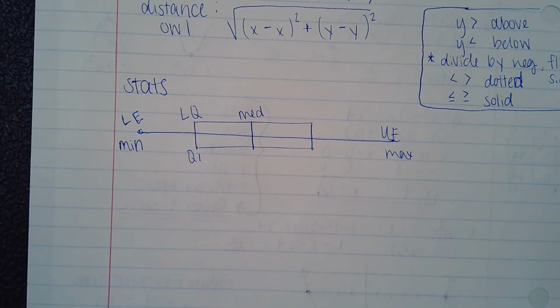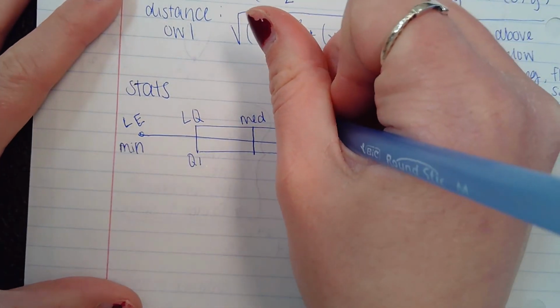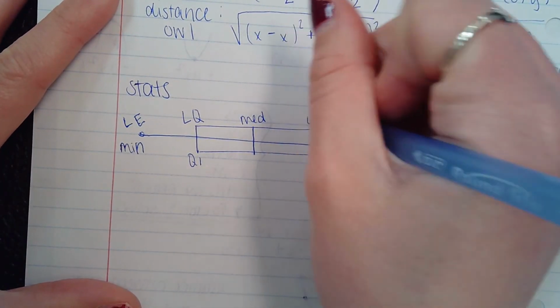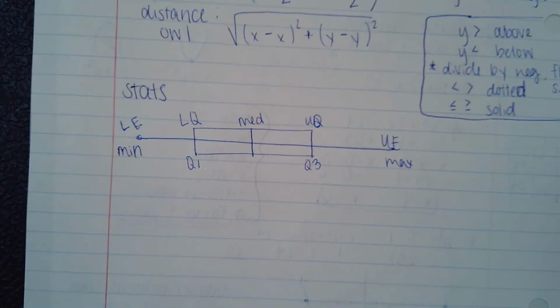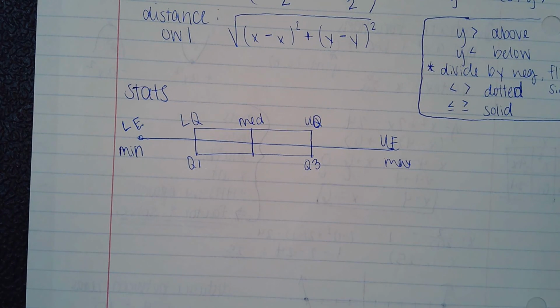And then what about the upper edge of the box? What would that be? Your upper quartile or Q3. Upper quartile or Q3. Are we okay with all that?